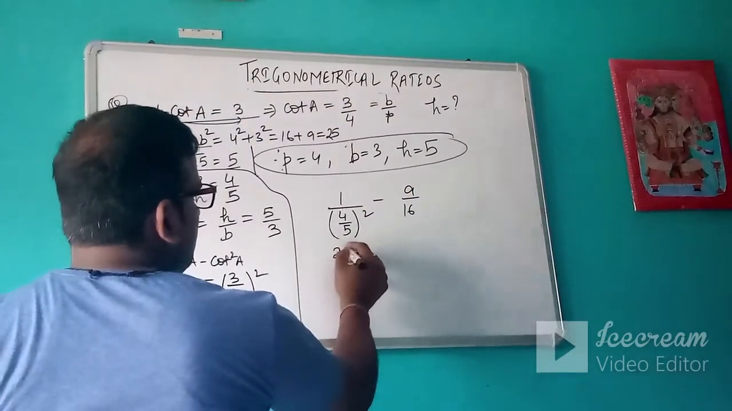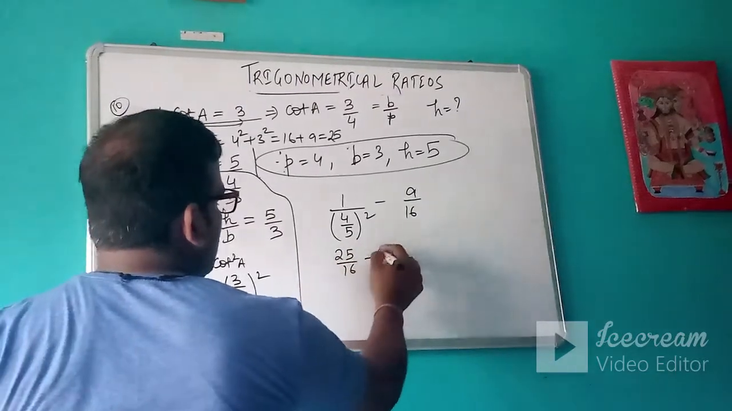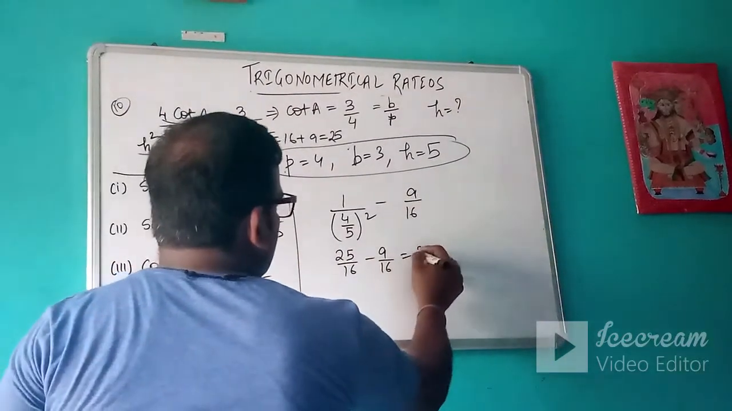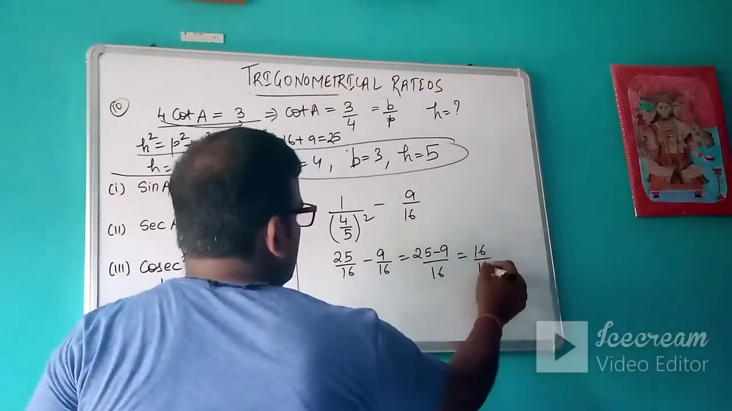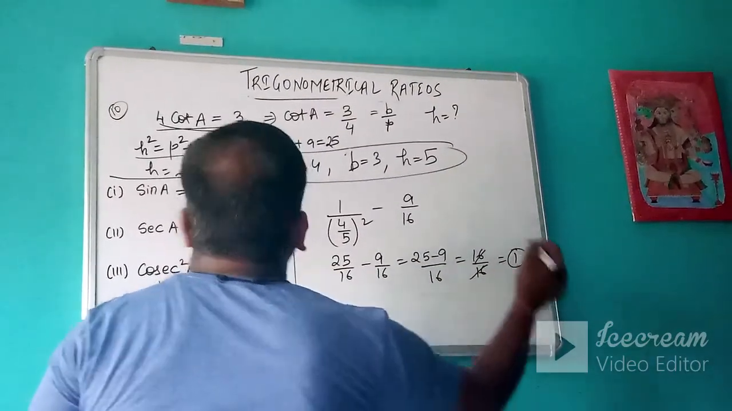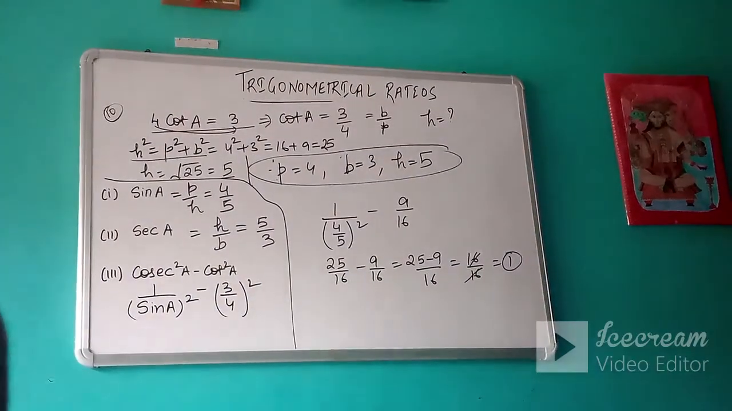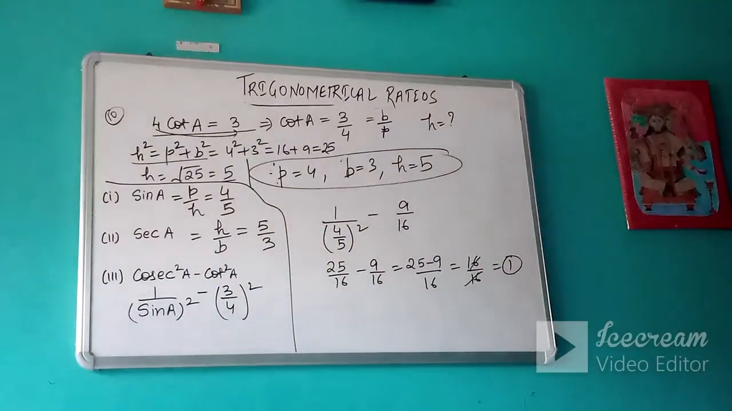So it will be 25 upon 16 minus 9 upon 16. So 25 minus 9 upon 16, that is 16 upon 16. The answer is 1. Okay, so this is how you can solve the question.